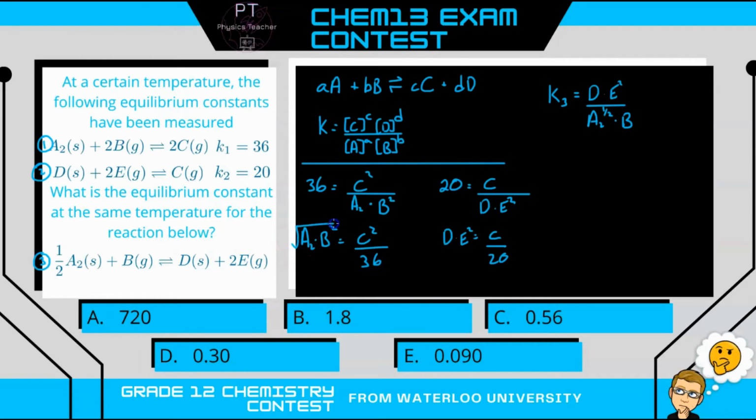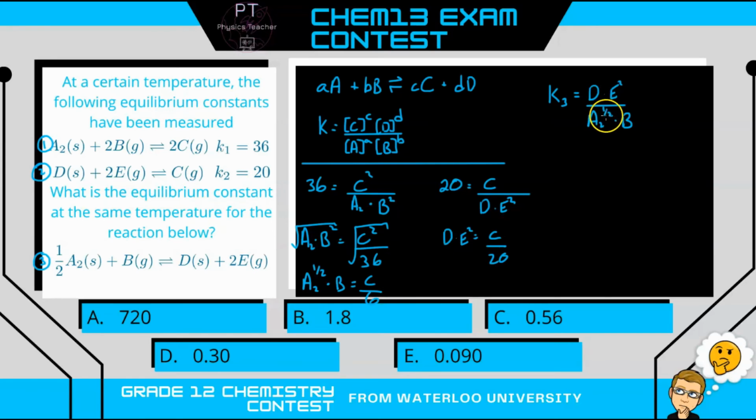And now if we take the square root of both sides, on the left side we will get our square root of A2, which in exponent form is A2 to the 1/2, and then the squared cancels out and we're just left with B. And that equals C over the square root of 36, which is 6.